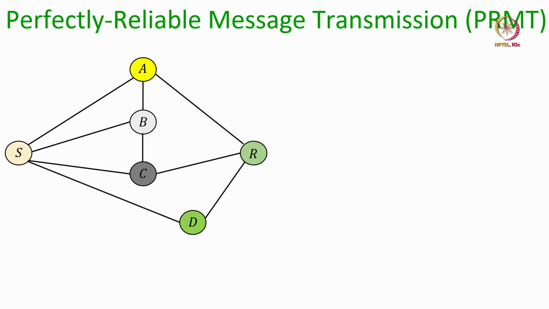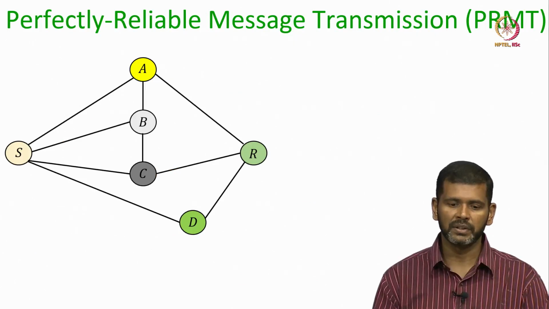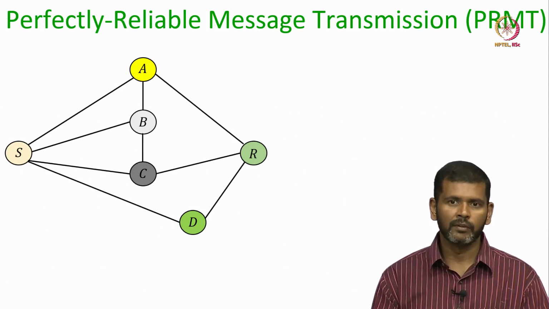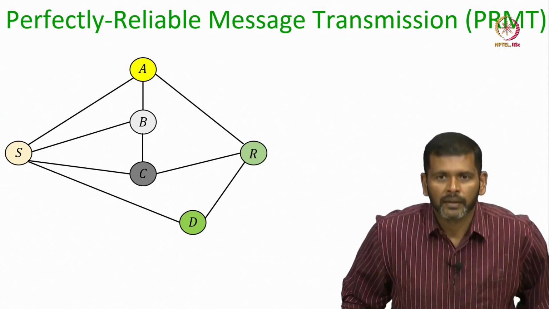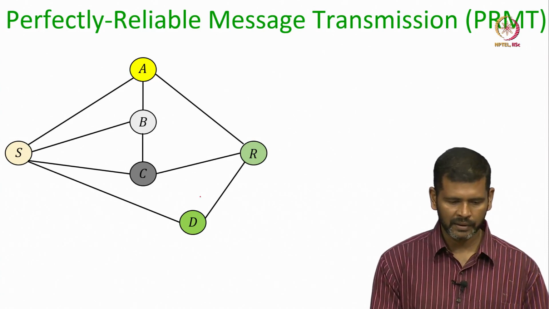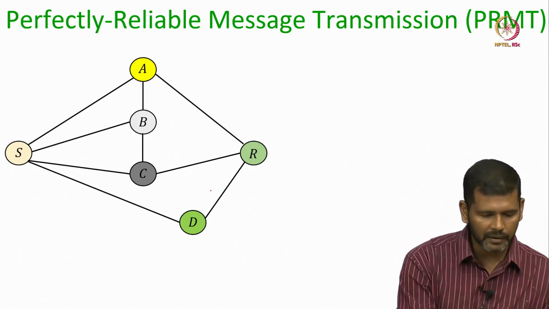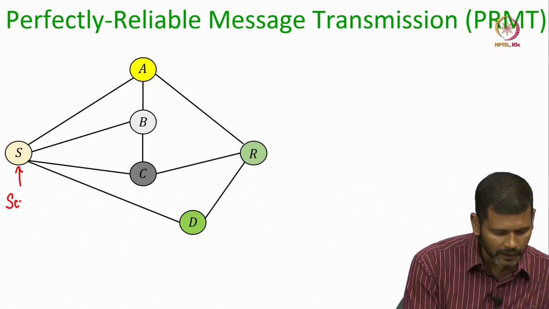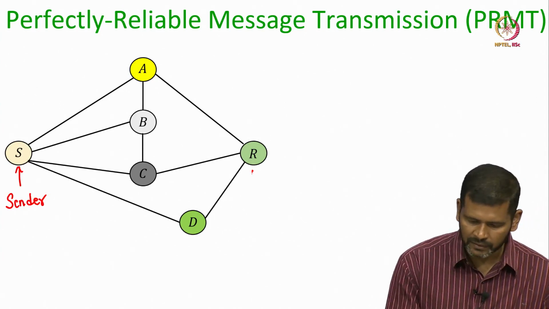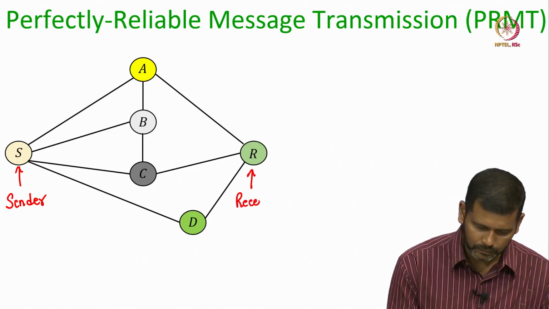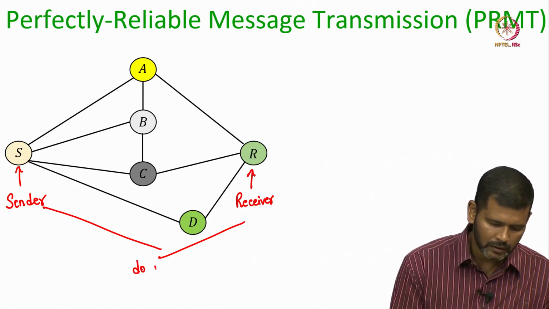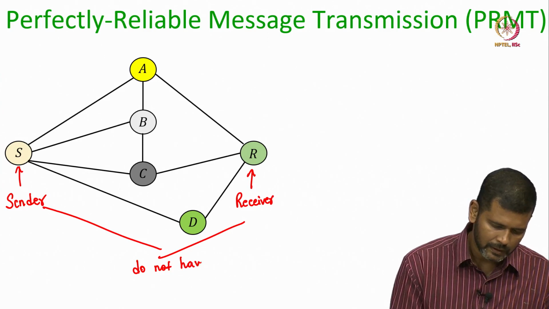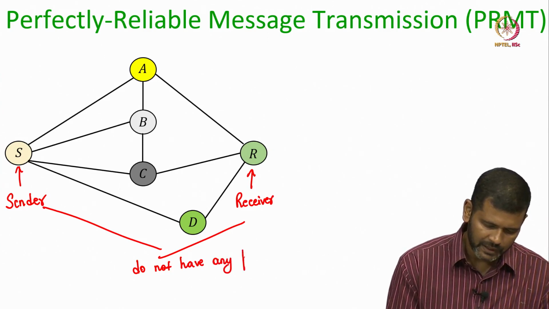Now, let me introduce a problem called perfectly reliable message transmission, or the PRMT problem, and this will be useful later while understanding the characterization for perfectly secure BA in an incomplete graph. So, we are given a communication network, and we have a sender S and a receiver R, and they do not have any pre-shared information.